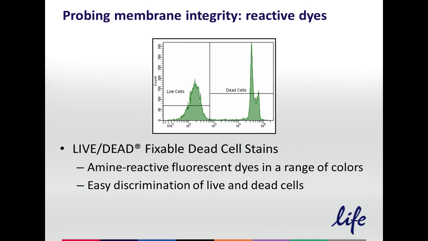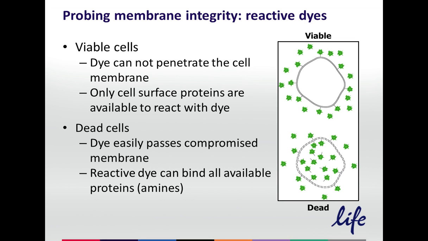Okay, so one of the ways that you can look at membrane integrity is by using reactive dyes. Here we've got a flow cytometry plot, and what we've got is heat-killed Jurkat cells mixed in with just regular untreated Jurkats. And using a reactive dye, you can probe whether or not they're live and dead very easily. And I'll just on the next slide go back to the theory of how you do this.